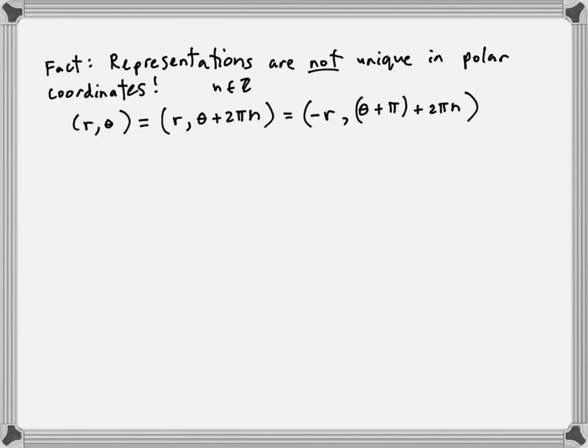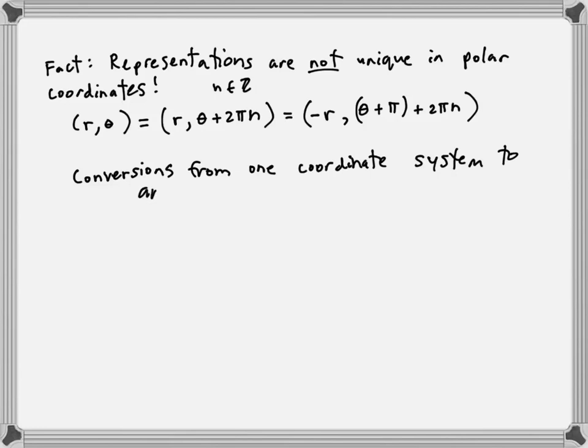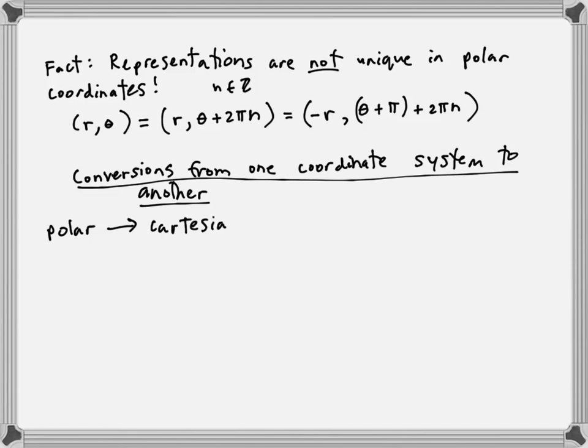So let's go to the next part, which is how do we convert? So let me write conversions from one coordinate system to another. So first, let's talk about how we go from polar to Cartesian. Polar means we're given an r and a theta, and then we need to figure out the x and the y coordinate. So many times we need to be able to switch between the two coordinate systems, okay?